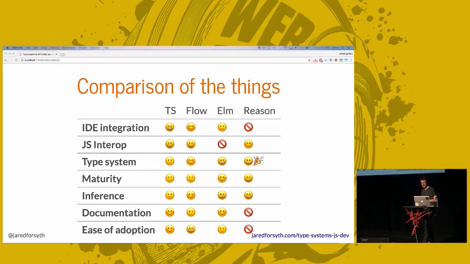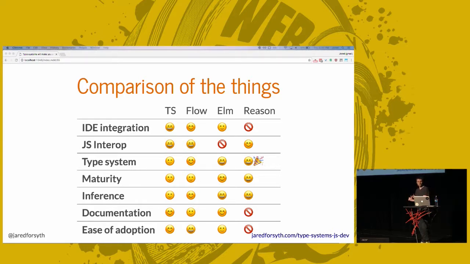But again, there are caveats. I think Reason is super interesting if you want to go that way. Elm is awesome. Lots of people are using it in production and are very happy about it because they don't have runtime errors anymore. But TypeScript and Flow are the more pragmatic options if you do want types, but you're not ready to switch to a whole different language.